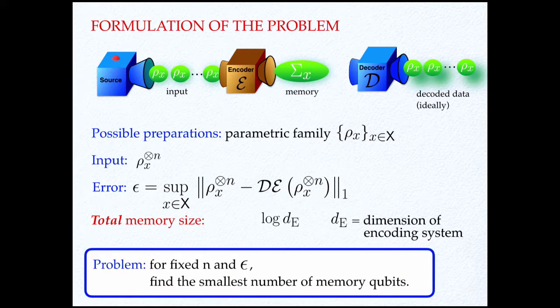So the problem is, for fixed n, the number of copies, and for fixed error epsilon, to find the smallest amount of memory that we need to encode the input copies. OK, so as a warm-up, let's start first from the case of pure qubits.